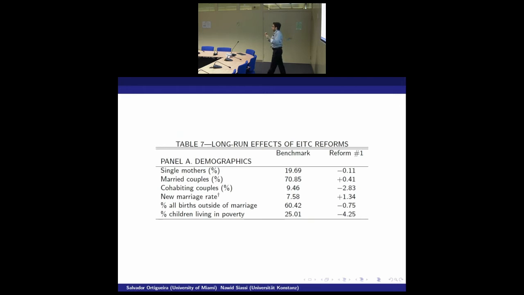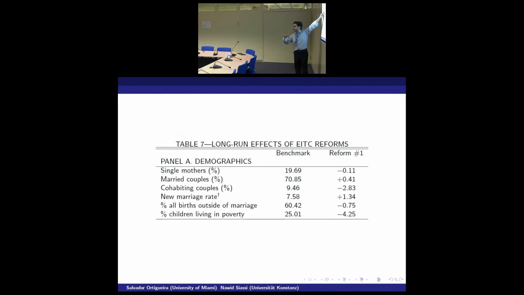That's obvious, right? Because it's something that benefits married couples, so marriage is becoming more attractive. So there will be fewer single mothers in the economy. Obviously there will be more married couples, and there will be fewer cohabiting couples, because if I'm cohabiting, now it's good for me to marry because I get a deduction. Now, the new marriage rate obviously goes up. The percentage of all births outside of marriage goes down.